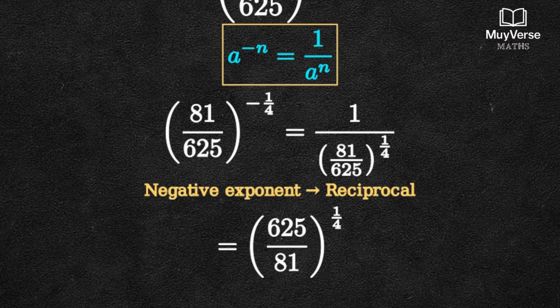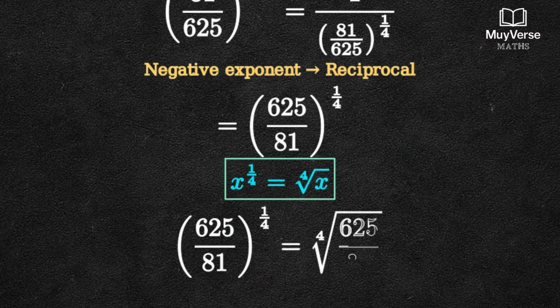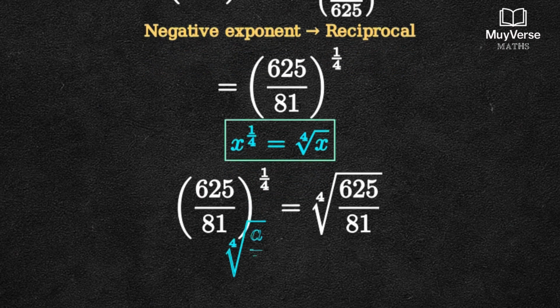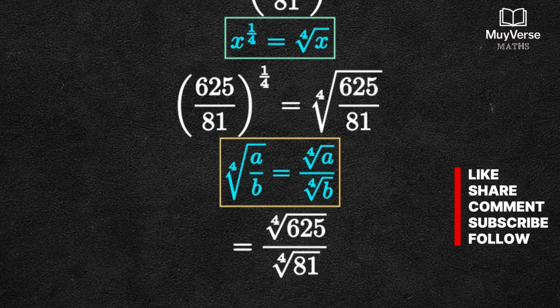Step 2. Interpret the 1/4 power as a 4th root. x to the 1/4 equals the 4th root of x. So our expression is the 4th root of 625 over 81. A root of a fraction splits across numerator and denominator. The 4th root of a over b equals the 4th root of a divided by the 4th root of b.